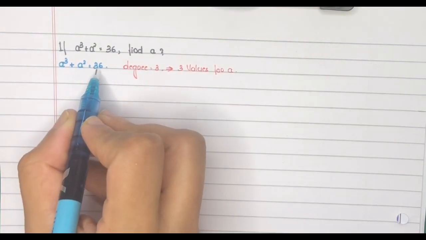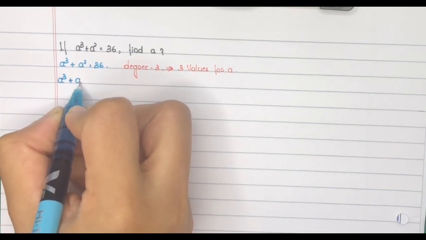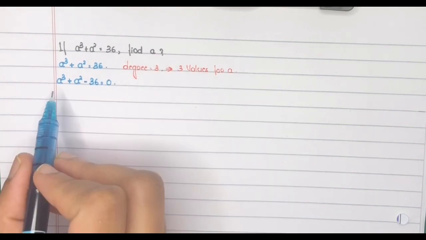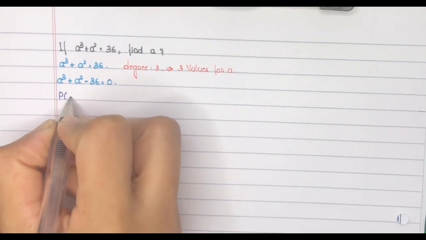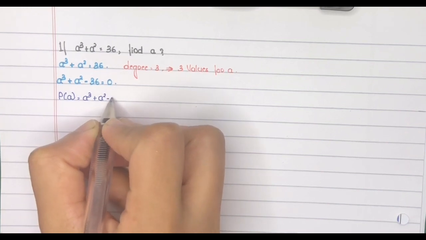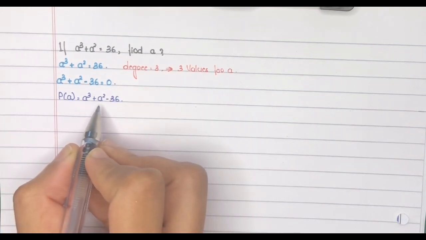First step, take 36 to LHS. a cube plus a square minus 36 equal to 0. Next step, find the value of a which satisfies this equation. For that, let us assume P of a is equal to a cube plus a square minus 36. Here our aim is to find the values of a which satisfy this equation.